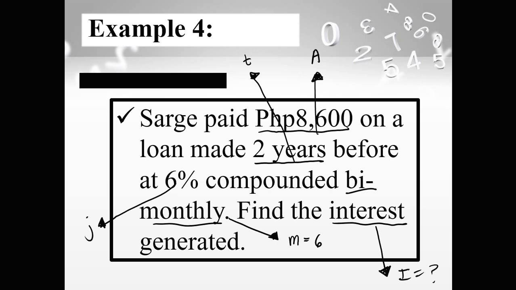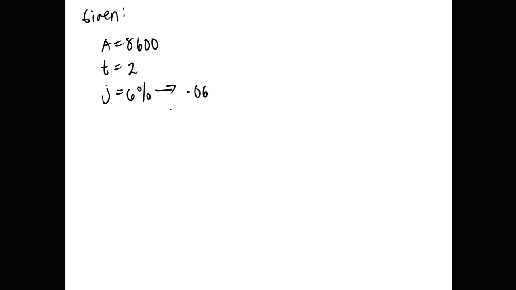Okay po? Ayan. So, sulat natin yung given. Ayan. So, given po natin A is 8,600. Our time is 2 years. Our nominal interest rate is 6%. Convert it into decimal, of course, it is 0.06. M, we have bimonthly, so we have 6. And we are solving for the interest.